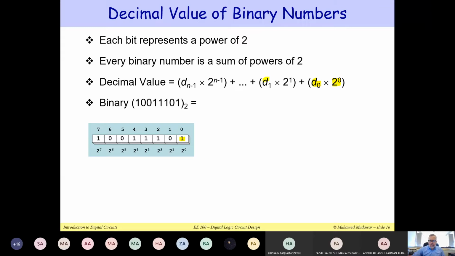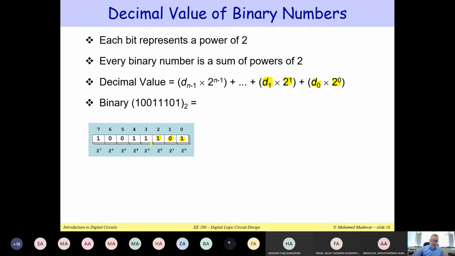Now, D1 here, in this example, is 0. It is this bit at position 1. It's multiplied by 2 to the power 1, which is equal to 2. D2, this bit at position 2, will be multiplied by 2 to the power 2. It's 2 squared, multiplied by 4, and so on. We continue all the way to the most significant bit.